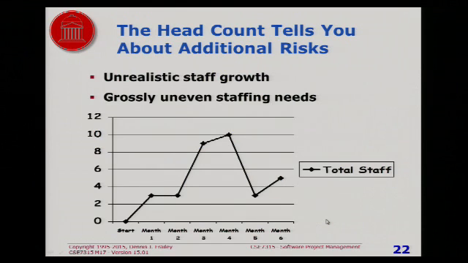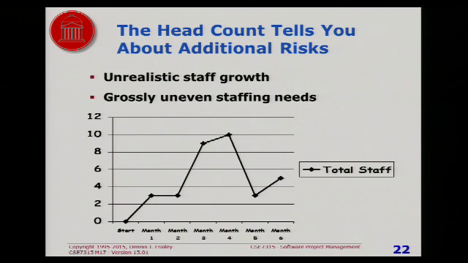Now, let's suppose this is what your head count graph looked like. Well, this is probably unrealistic. You have 3 people for 2 months, then you jump up to 9 people, then up to 10 people, then back down to 3, and then back up to 5. When you do your initial schedule the way I've just shown it, this is what you sometimes end up with. You end up with something that you couldn't really run your project that way.